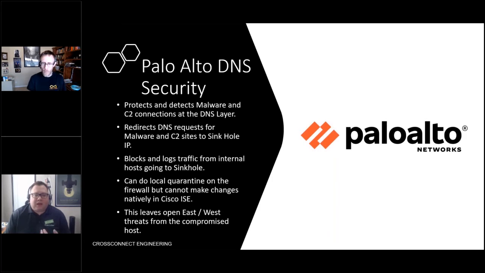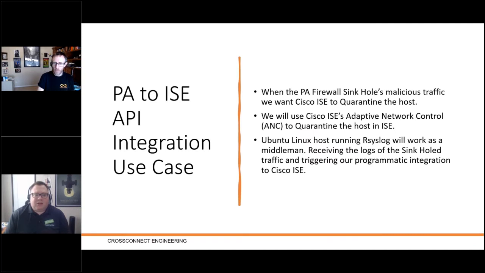It also can log that traffic, obviously, and it does have the ability to do some local quarantine in the Palo Alto, but what that's going to do is just prevent the compromised host from reaching out to the internet through the firewall. Typically, it's not going to prevent east-west communication, so that east-west spread of worms and other malicious software is still going to be a threat in that situation. And because of that, this leaves us in a great place to integrate the Palo Alto into Cisco ISE.